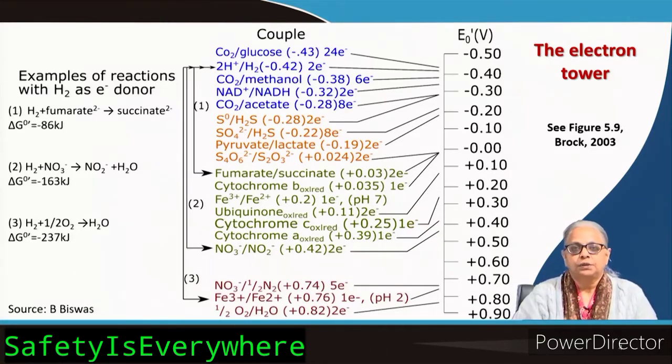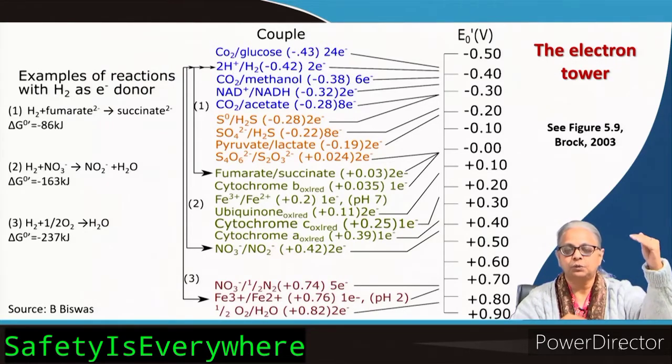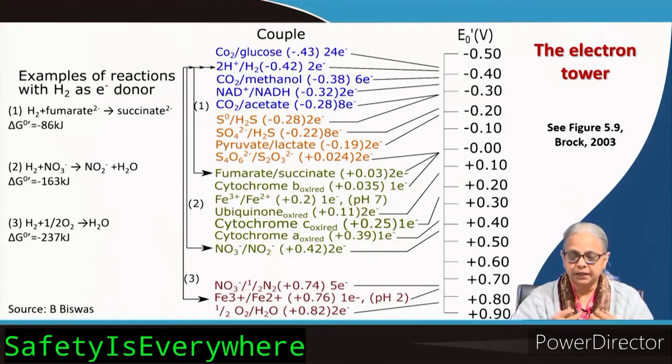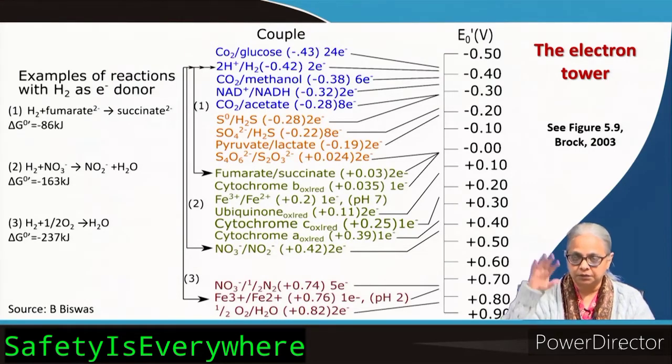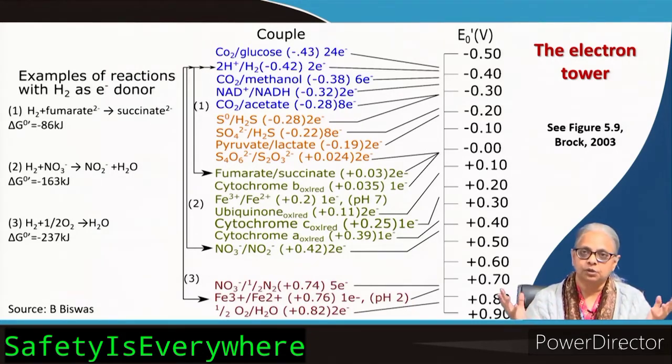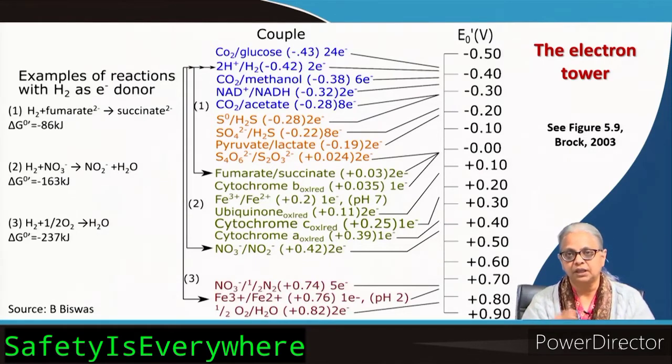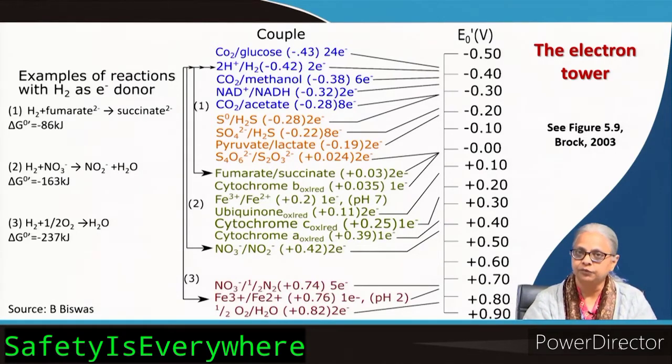Here we have the electron tower, and what you see are the most negative redox values or the electron potential at the top and the most positive values at the bottom. What is important to note is that electrons released from the top of the tower are caught by the electron acceptors at the bottom of this electron tower. So the greater the fall of electrons, the greater the amount of energy released in terms of electrical potential, which can then be converted to chemical energy in the form of ATP.